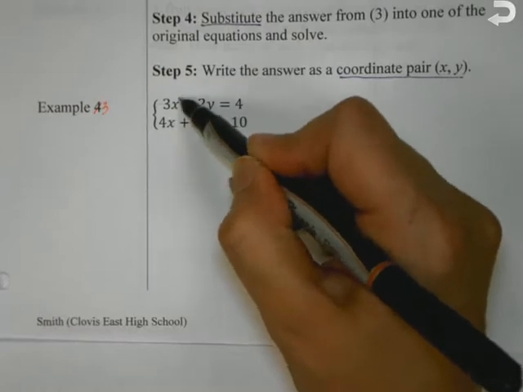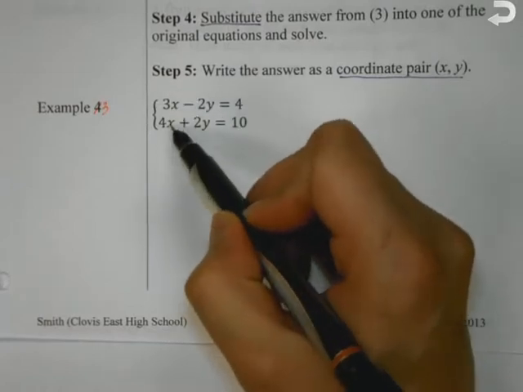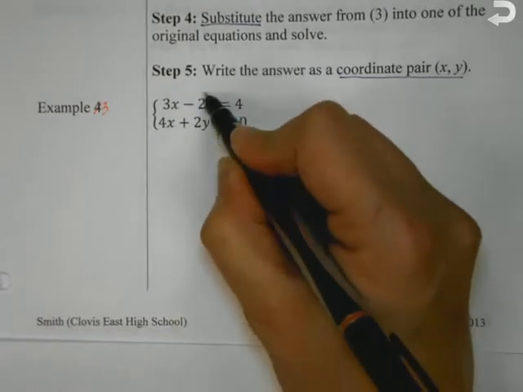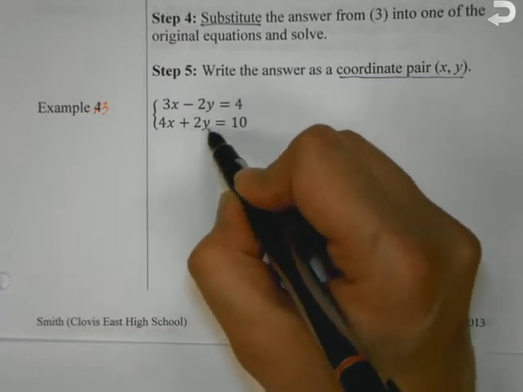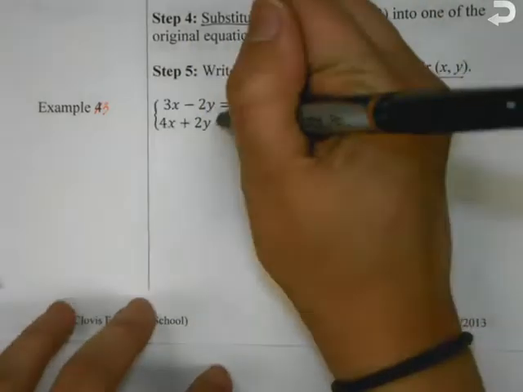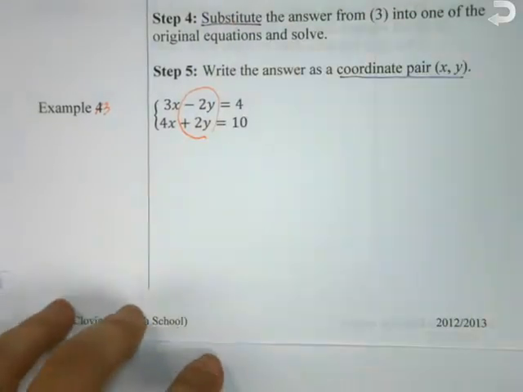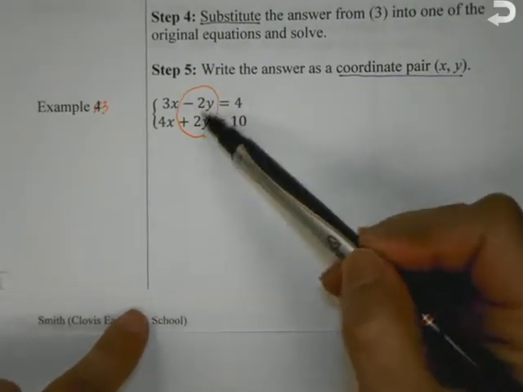But then look at the y's. I have minus 2y and plus 2y. This is exactly what we want. We want the coefficient to be the same except for the signs. Okay, because look at what happens.